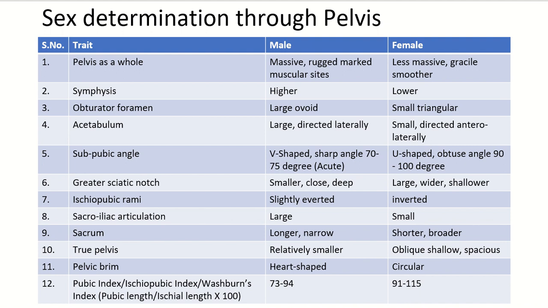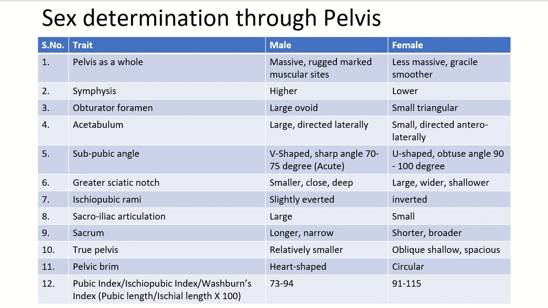The sacroiliac articulation is large in males and small in females. The sacrum is longer and narrower in males and shorter and broader in females. The true pelvis is relatively smaller in males, and oblique, shallow, or spacious in females. The pelvic brim is heart-shaped in males and circular in females.